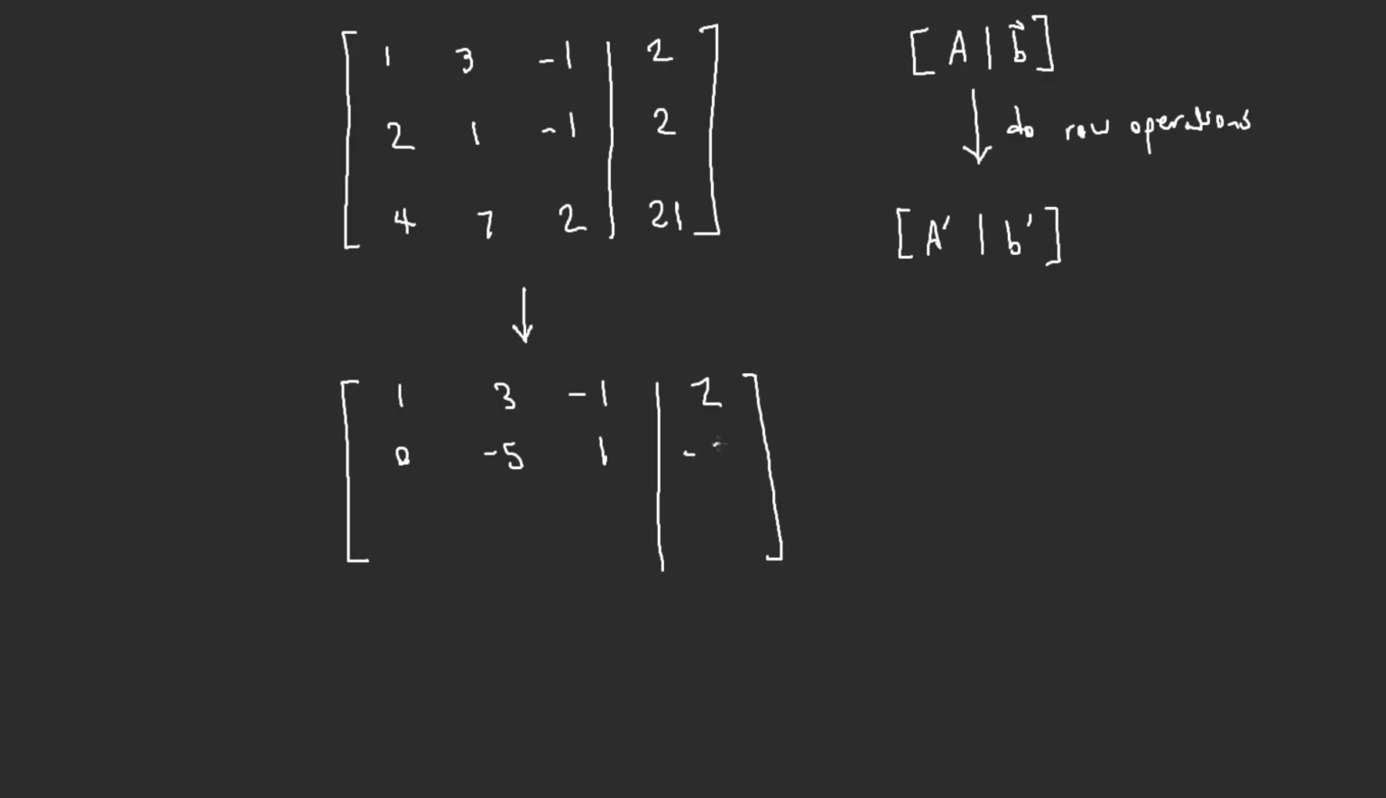I get -2. Now I'm going to subtract 4 copies of row 1 from row 3. I'm going to get a 0 here. I'm subtracting 12 from 7. I also get a -5. And then I'm adding 4 to 2. I get a 6. And then I'm subtracting 8 from 21, which is 13.